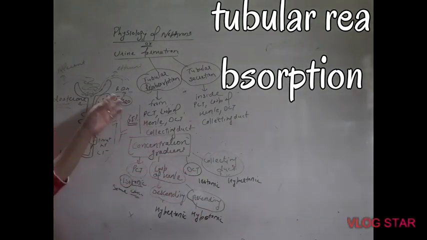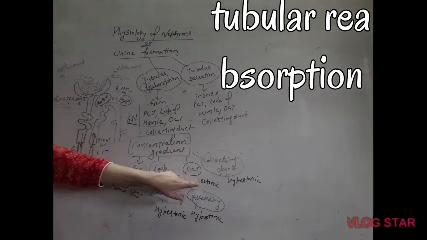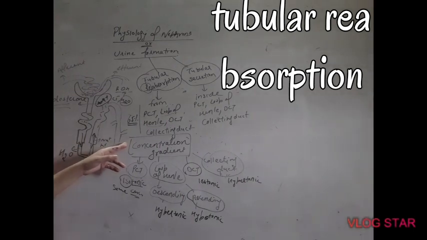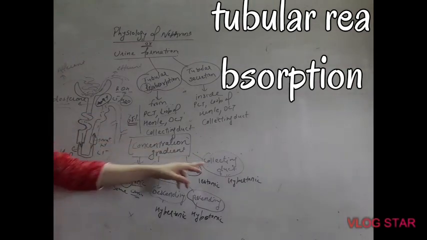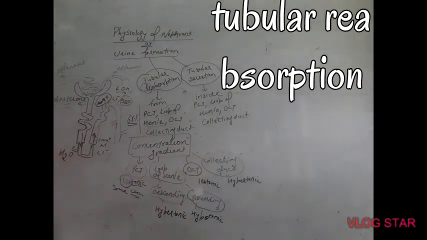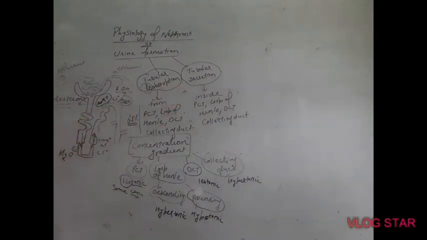In the DCT, again water and sodium chloride ions are absorbed, so the concentration of glomerular filtrate becomes the same as that of blood plasma, meaning it is isotonic. In the collecting duct, a larger amount of water is reabsorbed and sodium chloride ions are absorbed as well. That is why the concentration of the glomerular filtrate in the collecting duct is hypertonic, more than that of blood plasma. Now let us move on to the next step of urine formation, that is tubular secretion.